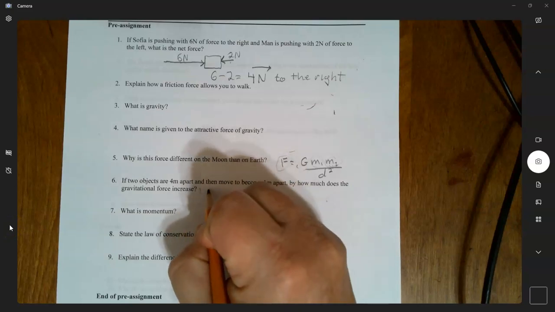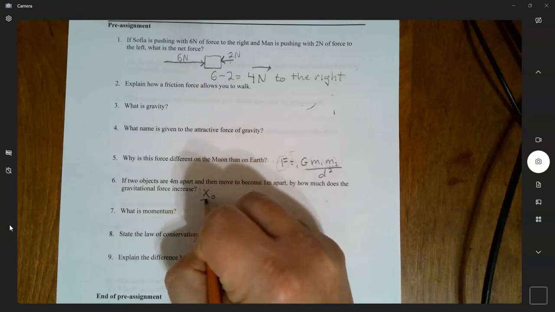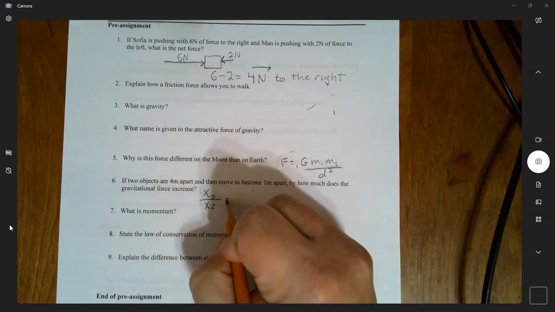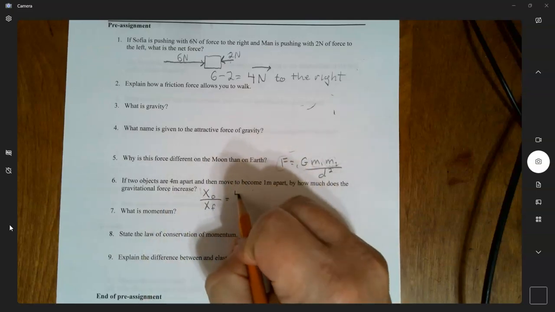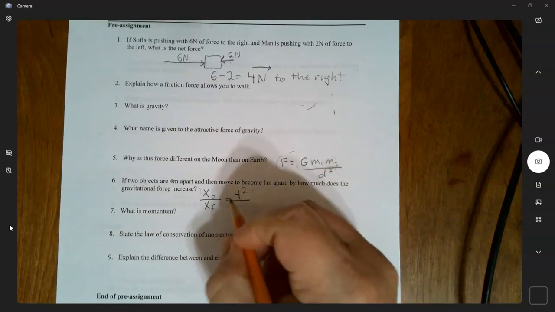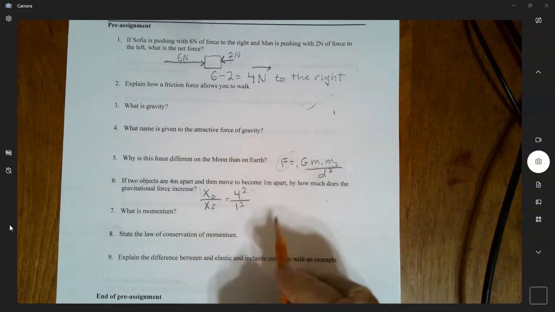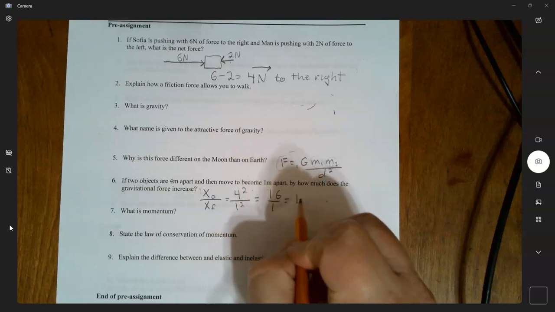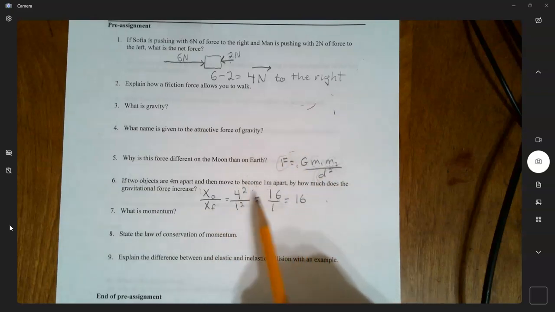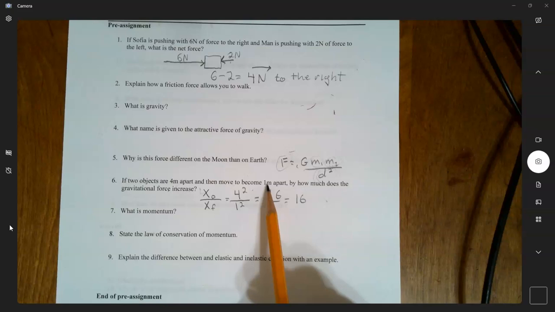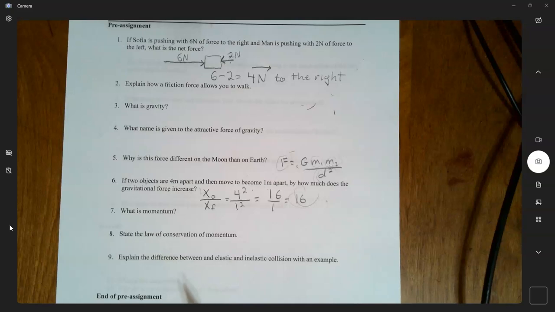My way of saying it is the original position, x0, over the final position, xf, is going to equal the original position, 4 meters, squared, based on the d squared right here, over the new position, which is 1 squared, 1 meter. That's going to equal 16 over 1, which is 16. So if the gravitational force is 10 newtons when they're 4 meters apart, it would become 10 times 16, or 160 newtons, when they're 1 meter apart. So it just tells you what the relationship is between the forces.